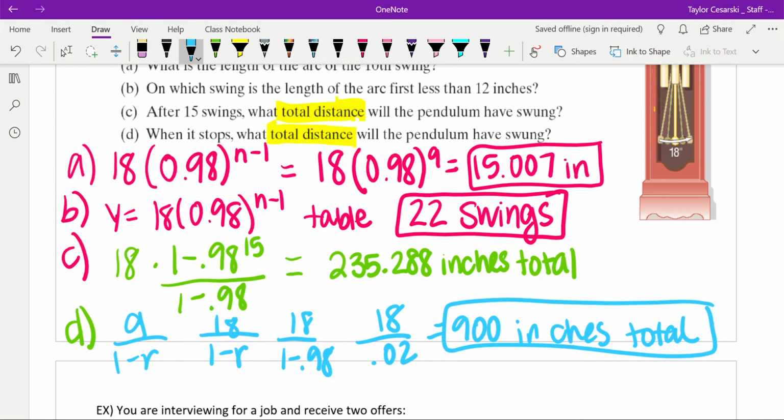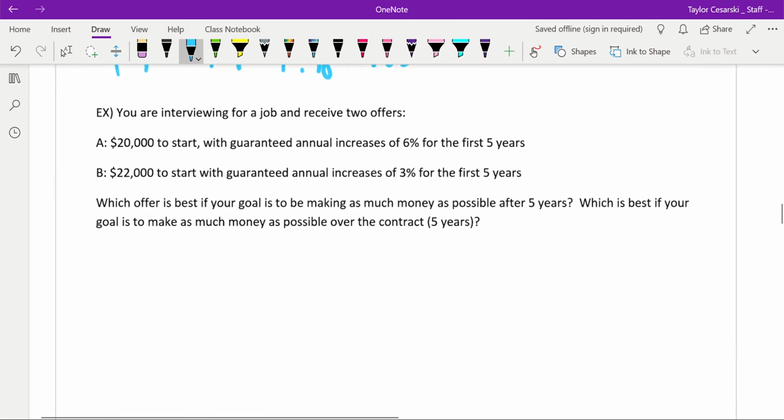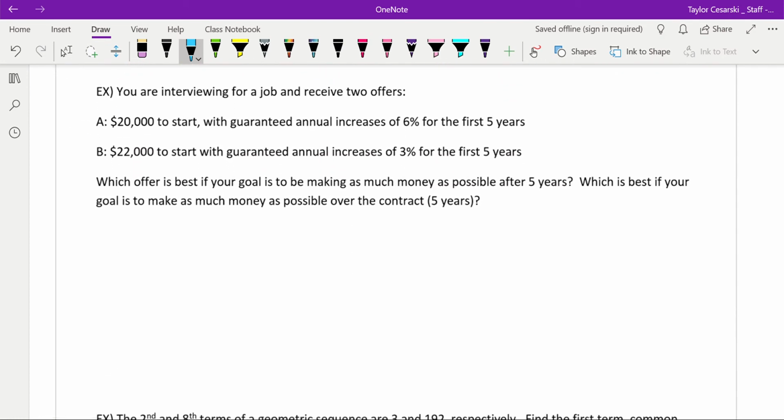Okay. All right, last page here. You were interviewing for a job and received 2 offers. $20,000 to start with an annual increase of 6% for the first 5 years, and then $22,000 with an annual increase of 3% for the first 5 years. Which offer is the best if your goal is making as much as possible after 5 years, and then which is the best if your goal is making as much as possible over the contract.